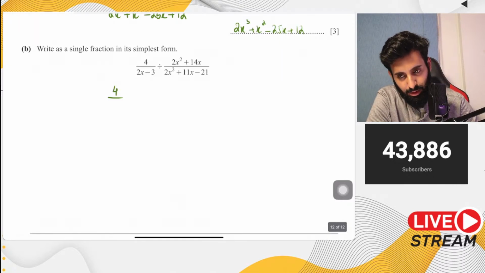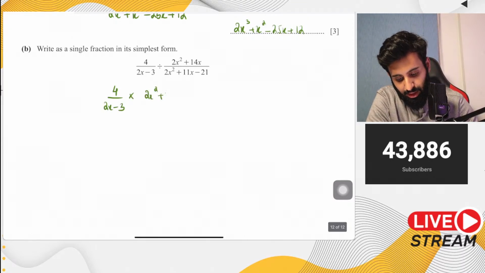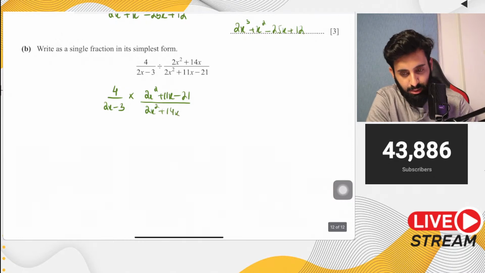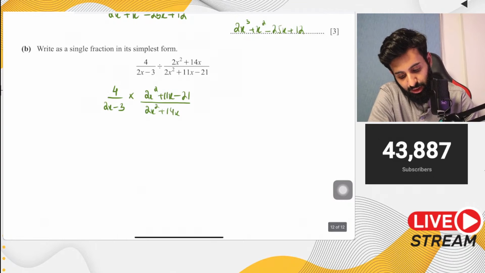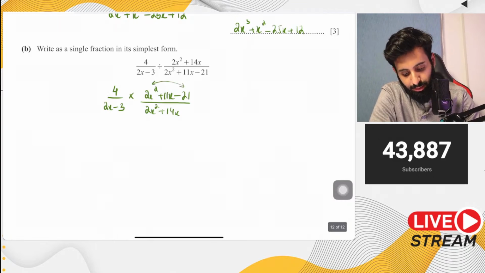Okay, so 4 over 2x minus 3 into 2x square plus 11x minus 21 over 2x square plus 14x. Acha, I'll do it. Relax, Banya. Let me get through this question, okay? So first of all, let's see if we can take something common. So we can do that in the denominator, but as far as this is concerned, for this we will have to do middle term breaking.